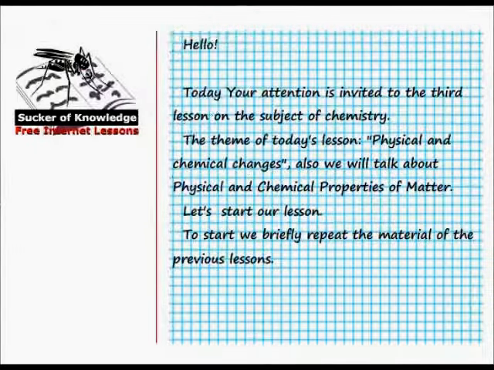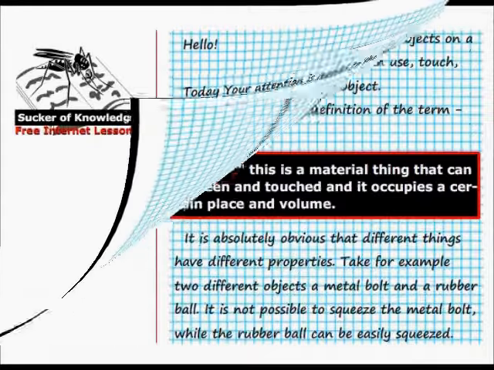Hello. Today your attention is invited to the third lesson on the subject of chemistry. The theme of today's lesson: physical and chemical changes. Also we will talk about physical and chemical properties of matter. Let's start our lesson. To start, we briefly repeat the material of the previous lessons.